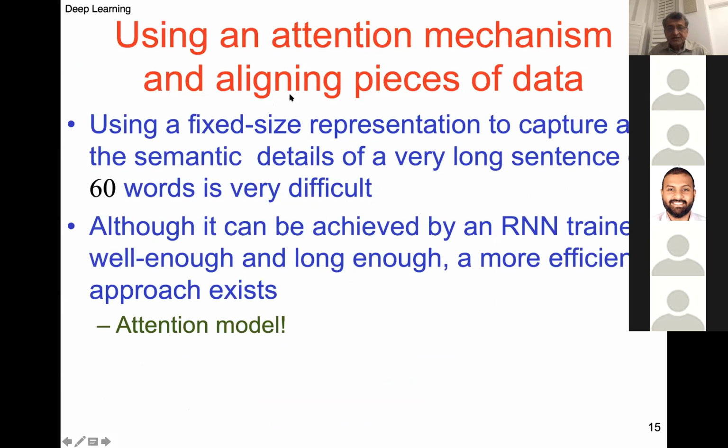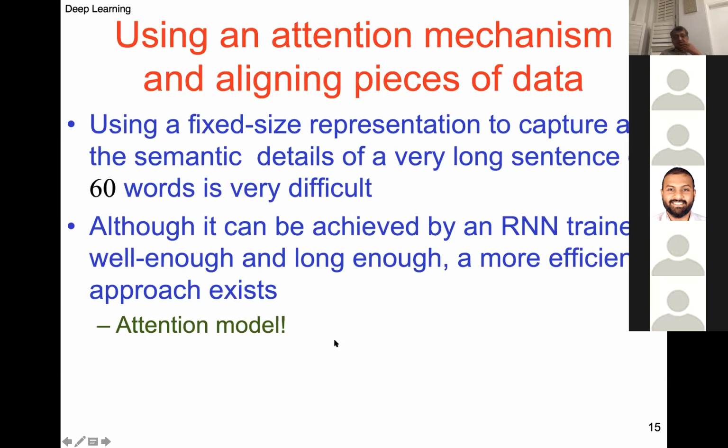Using an attention mechanism and aligning piece of data. So using a fixed size representation to capture the semantic details of a very long sentence, a sentence of 60 words, let's say, is very difficult. Although it can be achieved by an RNN trained well enough and long enough, a more efficient approach exists. It's called the attention model.